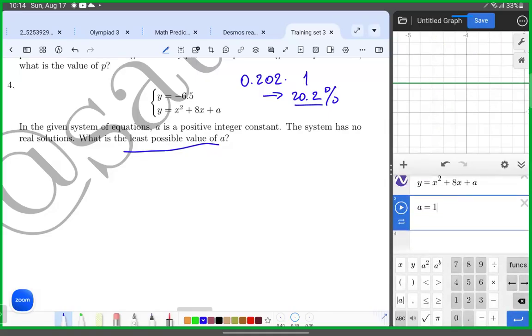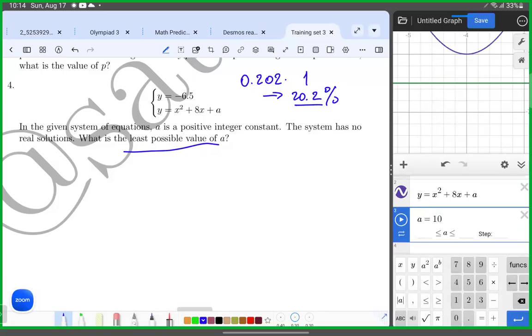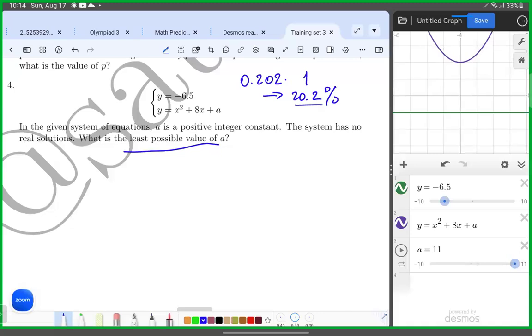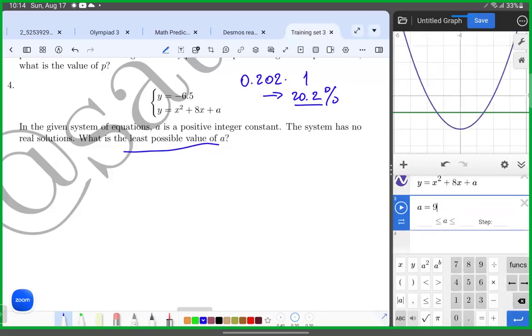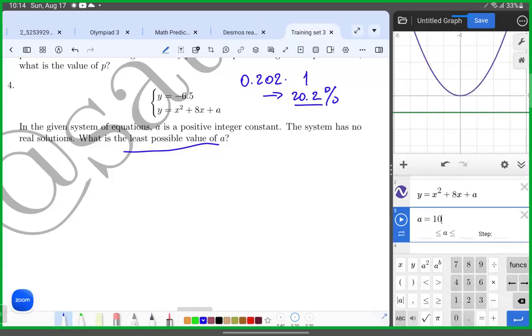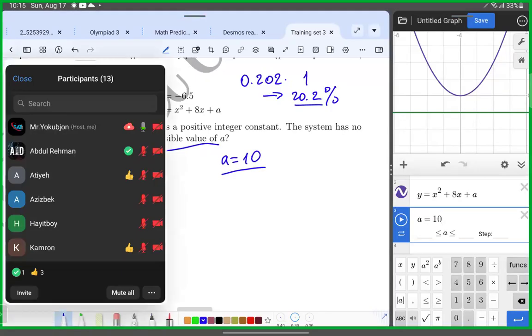So the least possible value of a is 10. When you increase it further there is also no solution, but we need the least possible value, 10. The value lower than this is 9, but if you put 9 here, there will be two solutions. That's why the least possible value of a for no solution is 10. The problem is solved. Guys, is it clear?